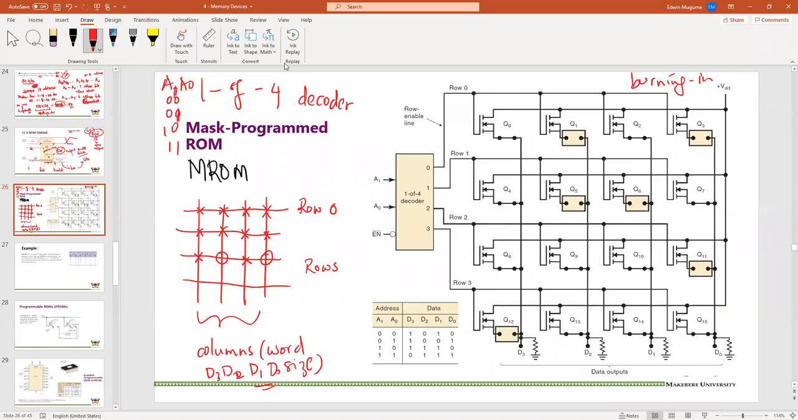And then you could choose that for row 4, you want to have a 1, a 0, a 0 and a 0, for instance. Once that is burned into the ROM during manufacture, it will always remain there.